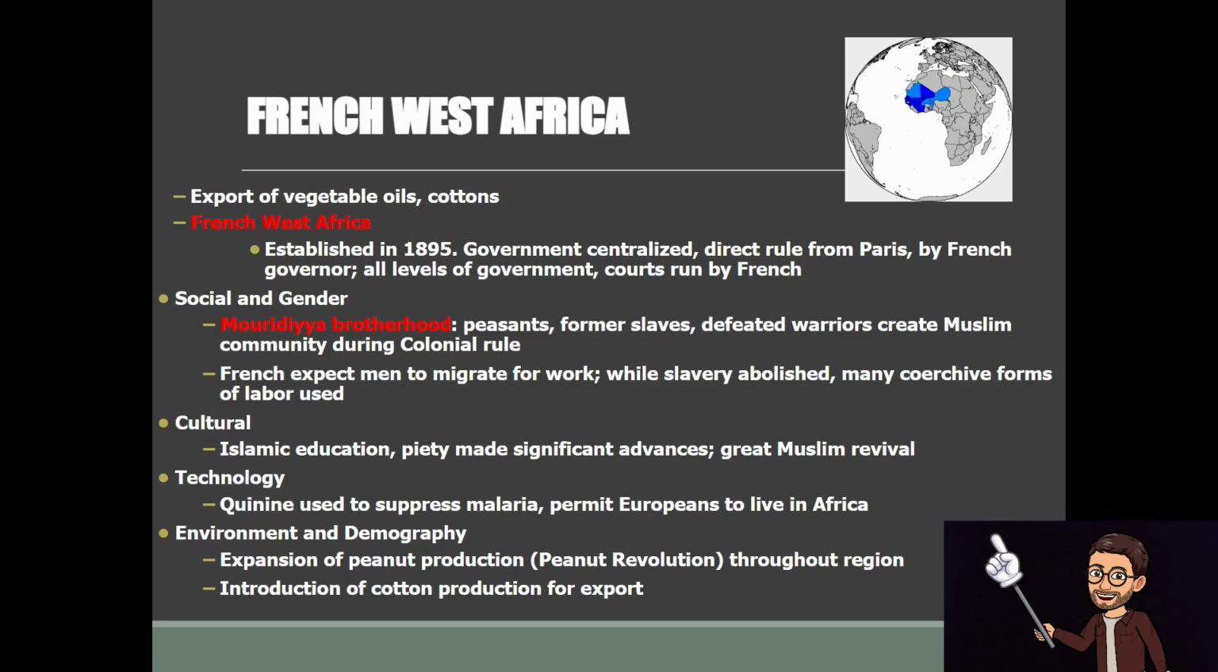But there is a big thing. The peanut. We have a peanut revolution throughout the region. Peanut is introduced to West Africa. Peanut grows super well in West Africa. So, boom. Big population growth because of the peanut. And another introduction is going to be cotton for export.